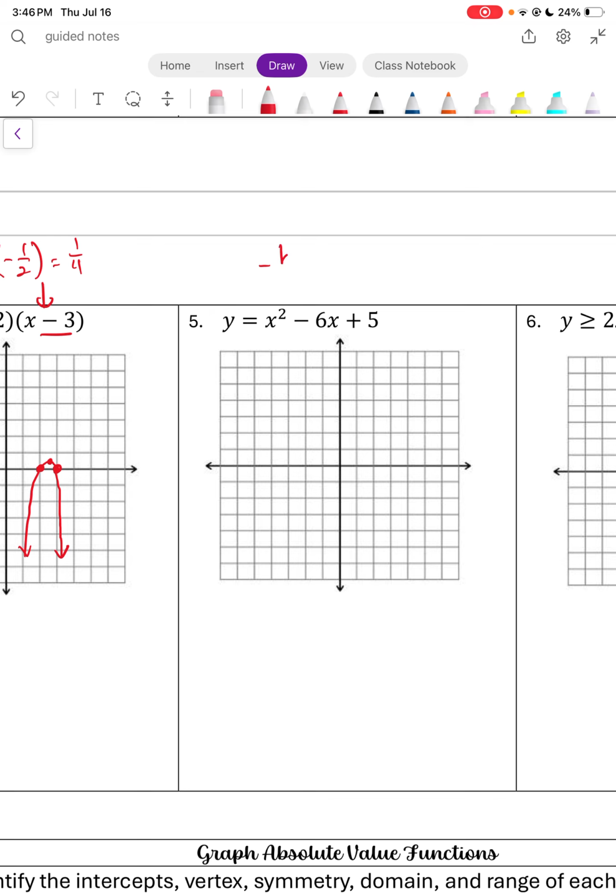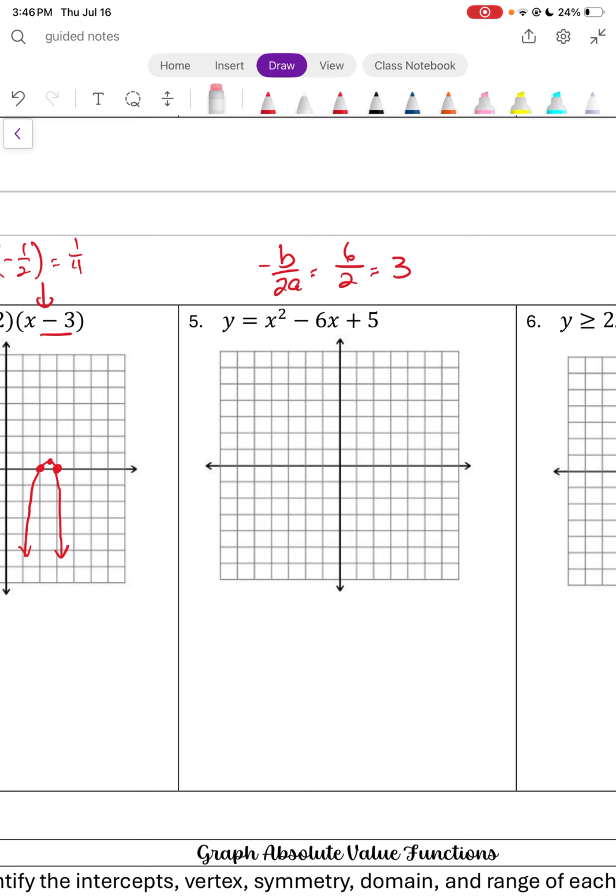But what I always like to do is find the vertex, -b over 2a, where a is 1, b is -6, and c is 5. So -b is 6, and 2 times 1 is 2. So your vertex is going to be located at x equals 3.